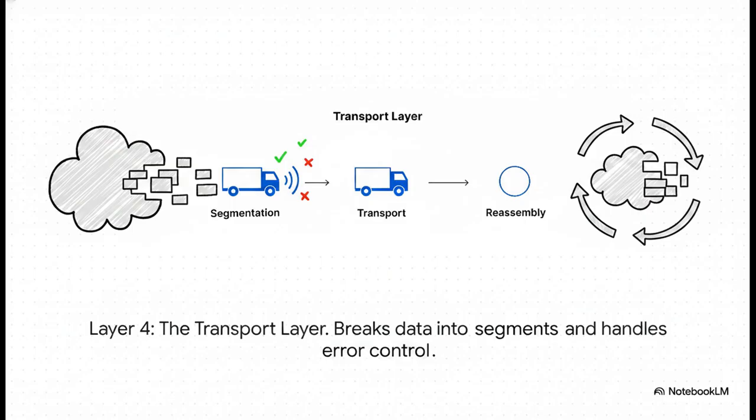Okay, now we're at layer 4, the transport layer. Think of this as the quality control department of the whole operation. It takes all that data from the upper layers and chops it up into smaller, more manageable chunks called segments. This layer is all about how that data gets sent. It mainly uses 2 different methods, or protocols.